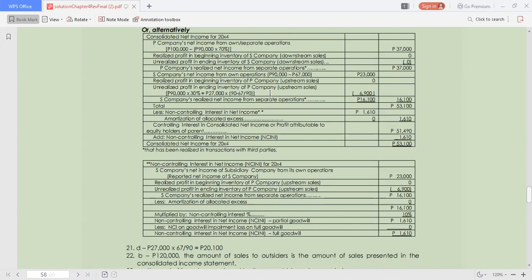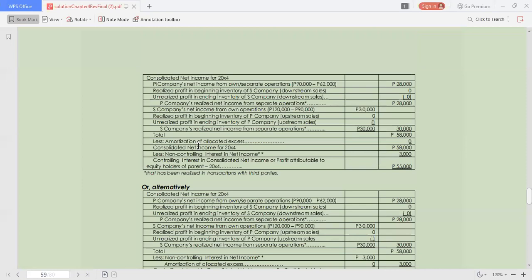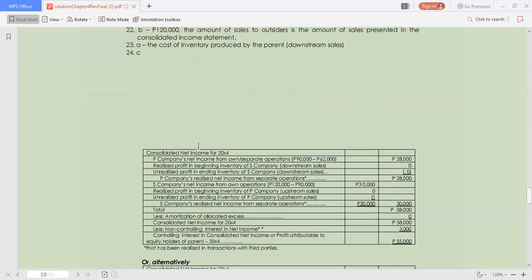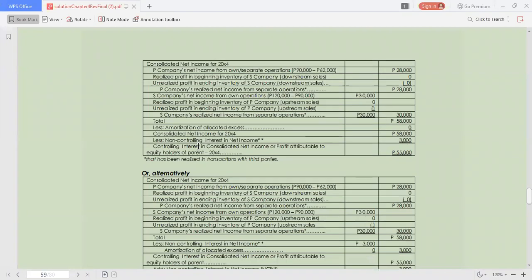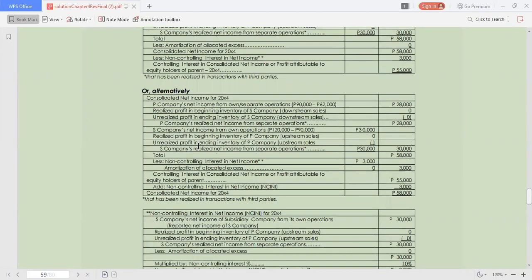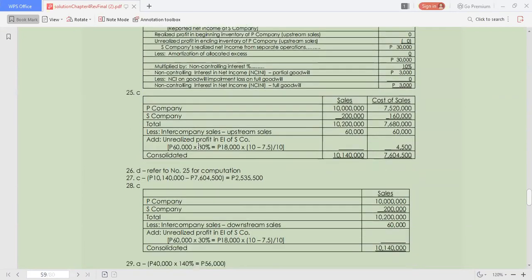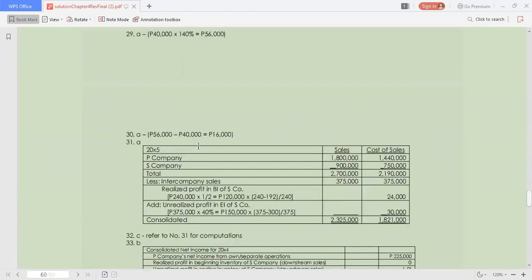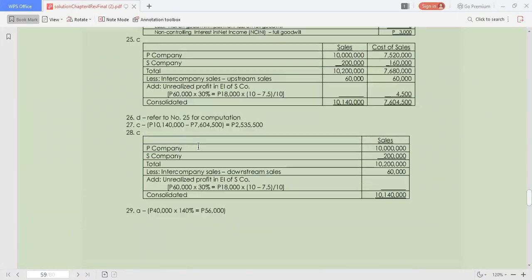Next, we have 22 to 24. So we have now, I'll just share screen, 22 to 24. Okay. Then after that, we have 25 to 28. Okay. Now we will take up 25 to 28.